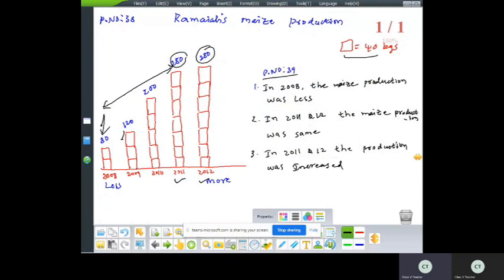Tomorrow we will learn the sales of motorcycle, that is in page number 39.